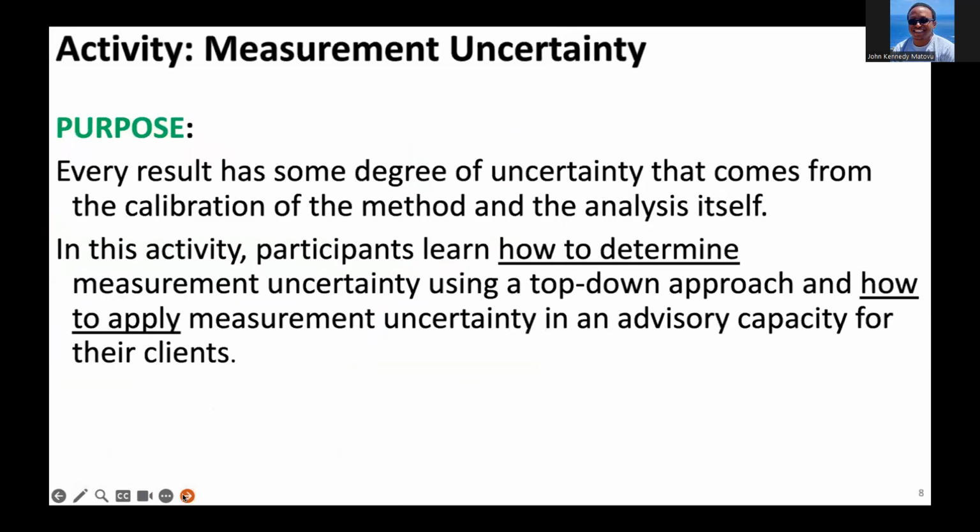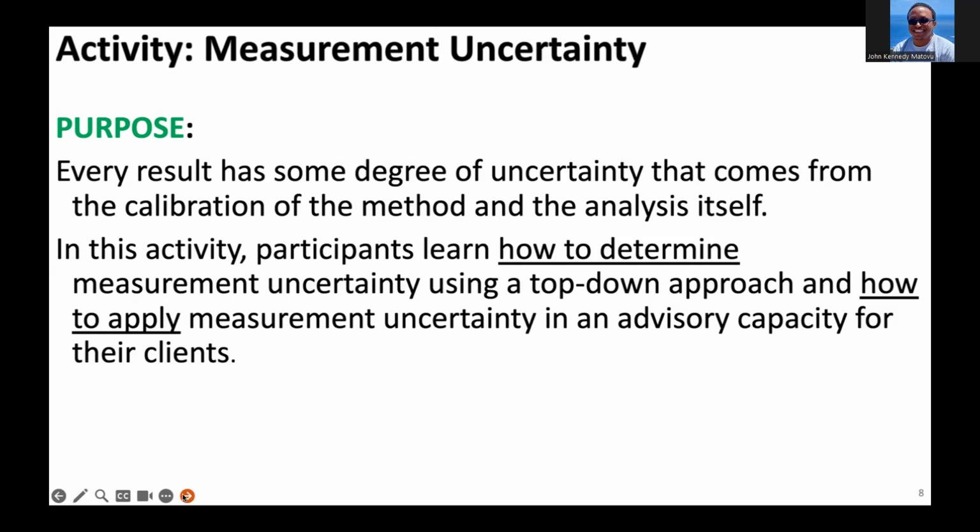So what is measurement uncertainty? We discussed that the purpose is to show that every result that we get in the lab, or anything that you measure, has a degree of uncertainty. And especially in the lab, that will come from the calibrations of the methods that you're using and from the analysis process itself, right? So each of those components brings an element of uncertainty to it.